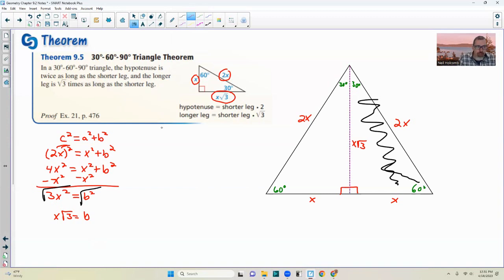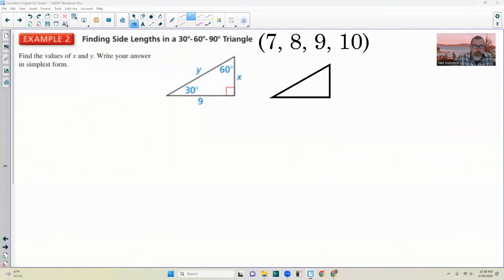So there is a proof on page 476. I'm not going to do it. I'm just going to show you with this. And let's see how this gets used. Okay, so here's example 2. Find the side lengths in a 30, 60, 90 triangle.